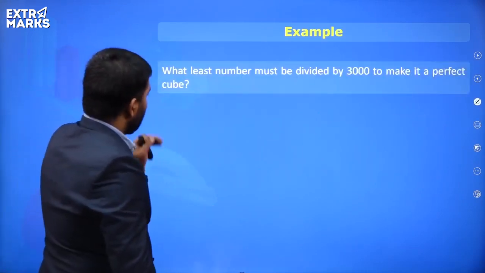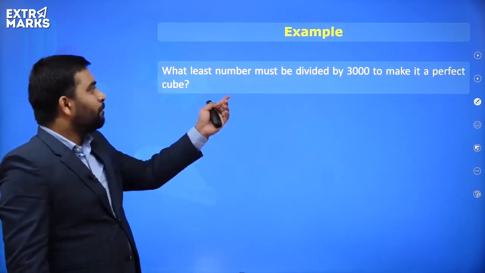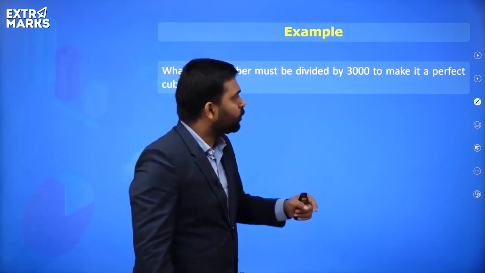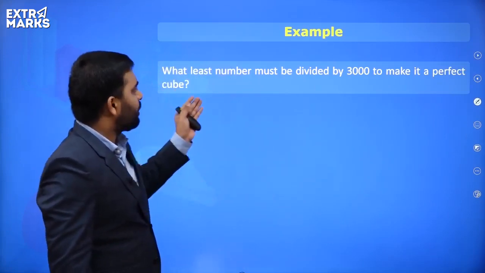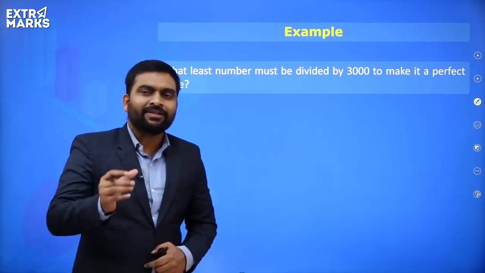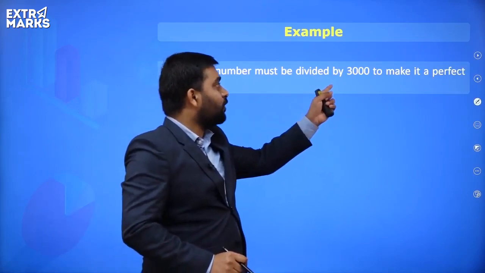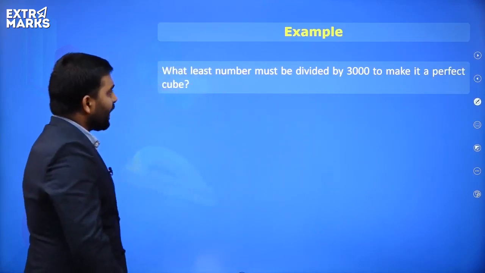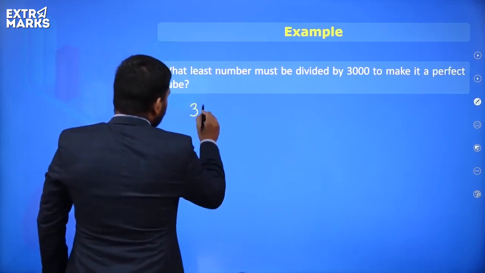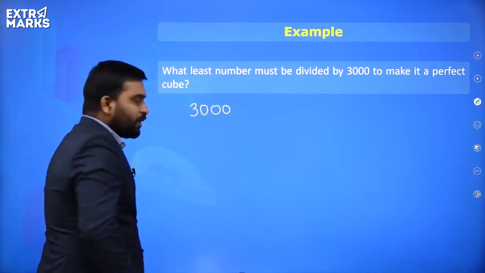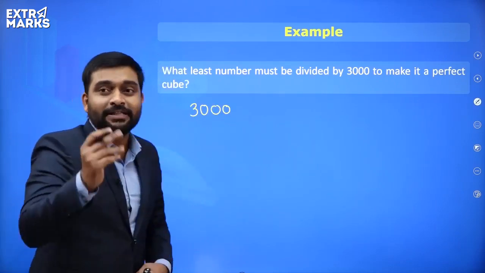One more question. What least number must be divided now? This time we have to divide 3000 to make it a perfect cube. By what least number must it be divided? Okay, this time we're looking for the least number by which 3000 must be divided to make it a perfect cube, right? So everyone, let's do that. 3000. So everyone, quickly, I'm giving you 10 seconds. Do the prime factorization of 3000. Quickly, everyone.